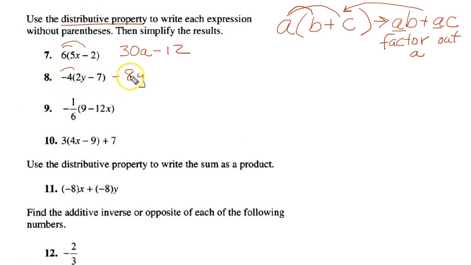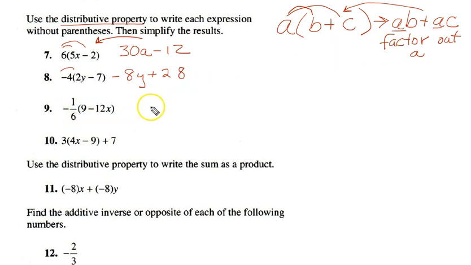And negative times a negative makes it a positive 28. Now notice you can do the opposite. Later, in a later chapter, we'll be doing this: factoring out, which is the opposite of the distributive property.